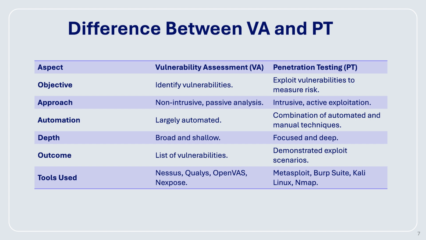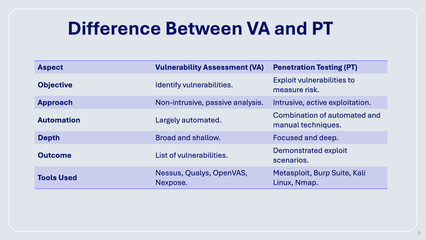So the objective: VA focuses on identifying weaknesses in systems, applications, or networks. It's like creating a list of all the potential vulnerabilities that could be exploited. And PT goes a step further to actively exploit those vulnerabilities and determine their real world impact.